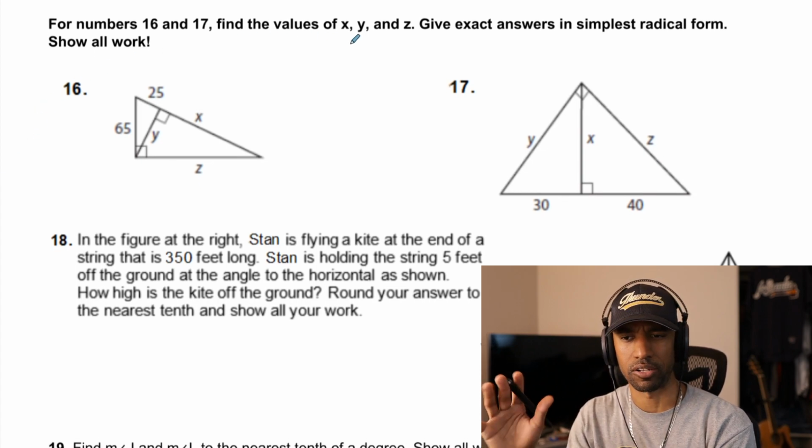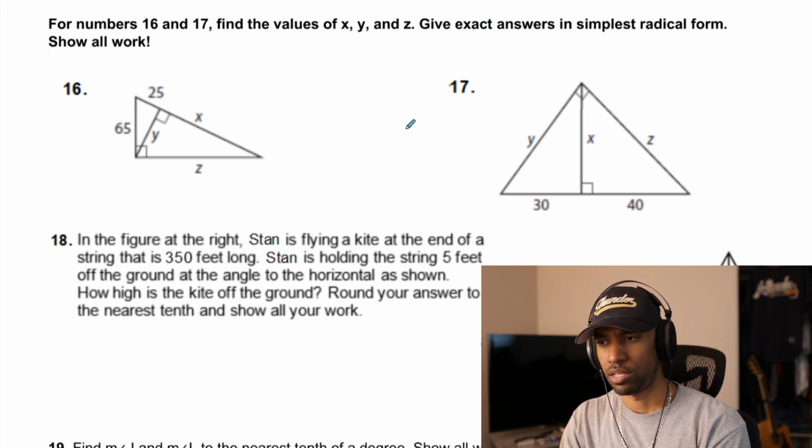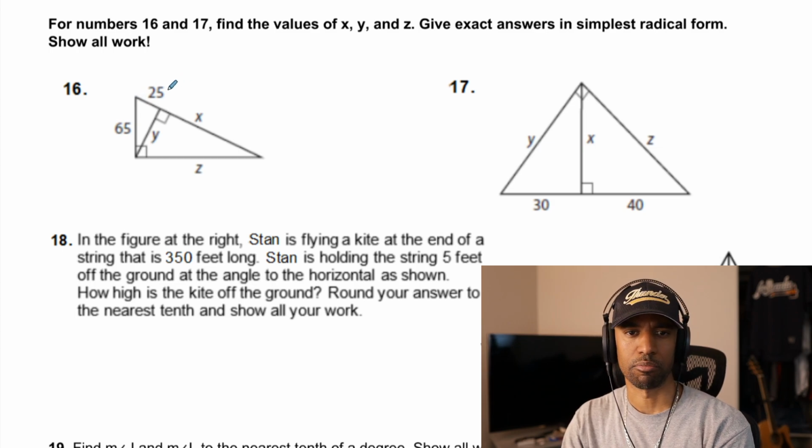I think the rest is kind of right triangle-esque. For numbers 16 and 17, find the values of x, y, and z. Give exact answers in simplest radical form. These problems look eerily familiar to something I've given before, but that's okay.